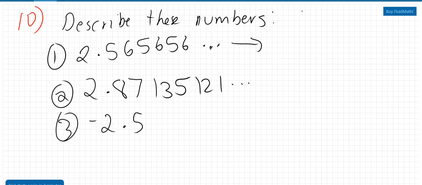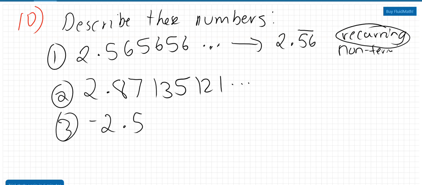If I wanted to write this as a final answer, I would have this 2.56 with a dash on top. That's saying the 5 and 6 will keep repeating itself forever and ever. Now, to describe these numbers, you have to use keywords. Some of the keywords we've learned are terminating, non-terminating, and recurring. So this one here, you can write recurring. This number is recurring. There's a pattern that's recurring or keeps repeating. Recurring also means non-terminating, but if you want to write non-terminating as well, that is correct as well. But make sure you have recurring in that.